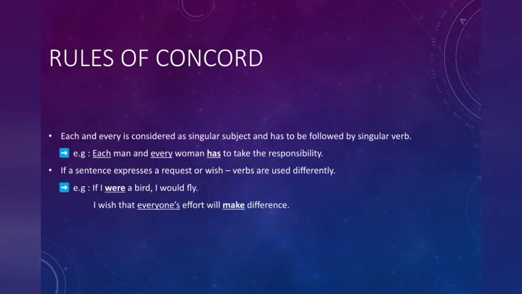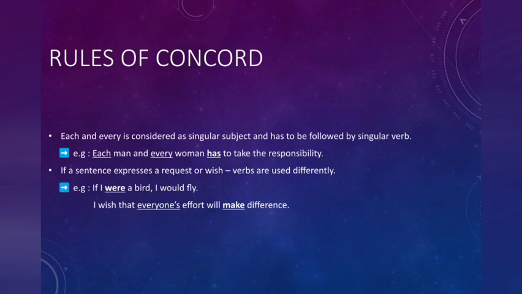Next rule, each and every is considered a singular subject and has to be followed by a singular verb. So if a sentence contains each and every, it has to be considered as a singular subject and has to be followed with a singular verb. For example, each man and every woman has to take the responsibility. Here we are using has, which is a singular verb.